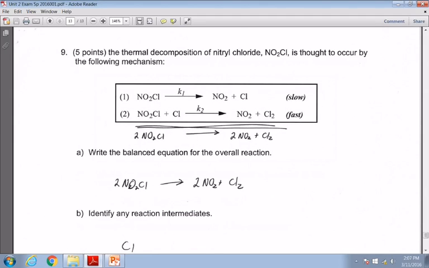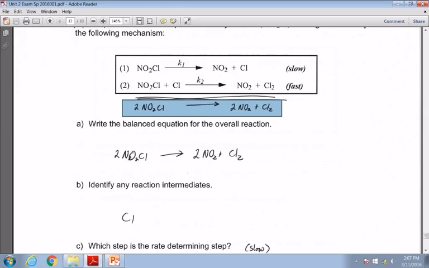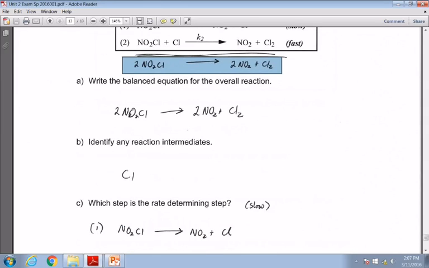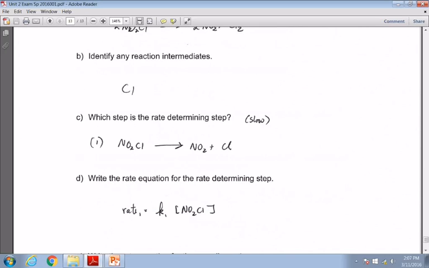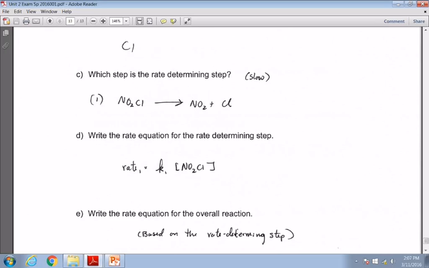So you were supposed to come up with the overall reaction of interest, adding those 2 elementary steps. Of course, Cl is an intermediate. The slow elementary step is the rate determining step. It happens to be the first. And then from that, we can come up with the proposed rate law expression from that slow step.